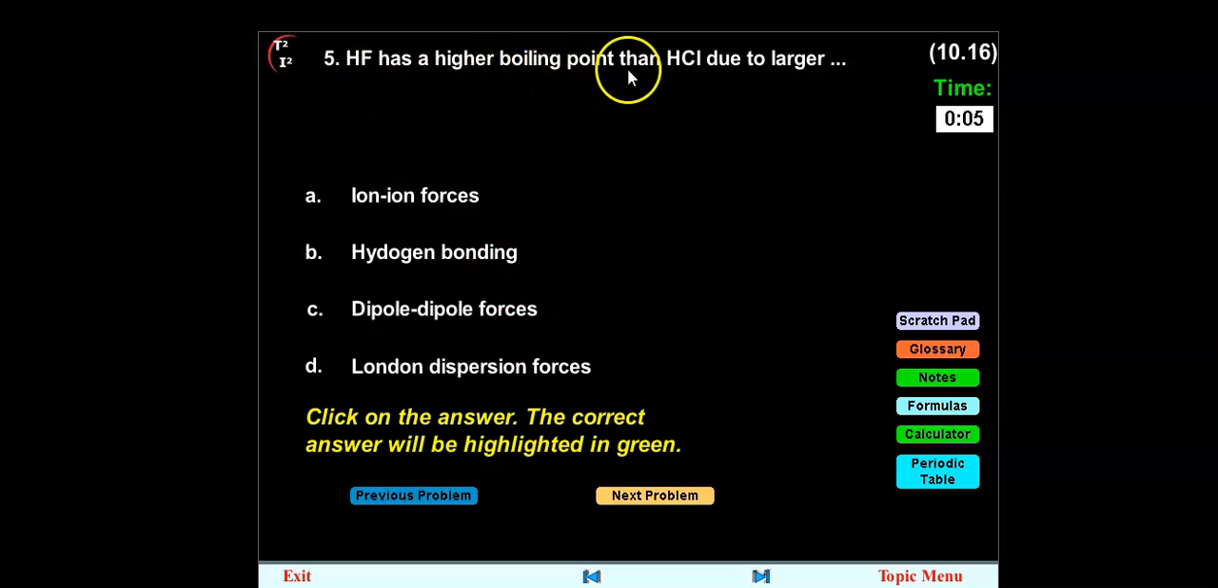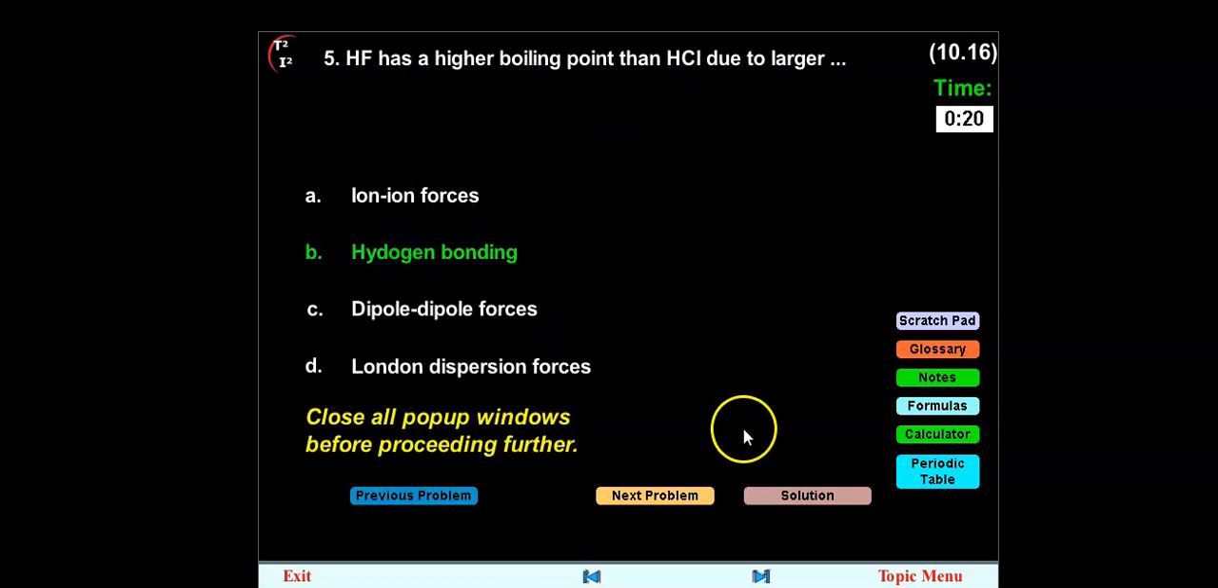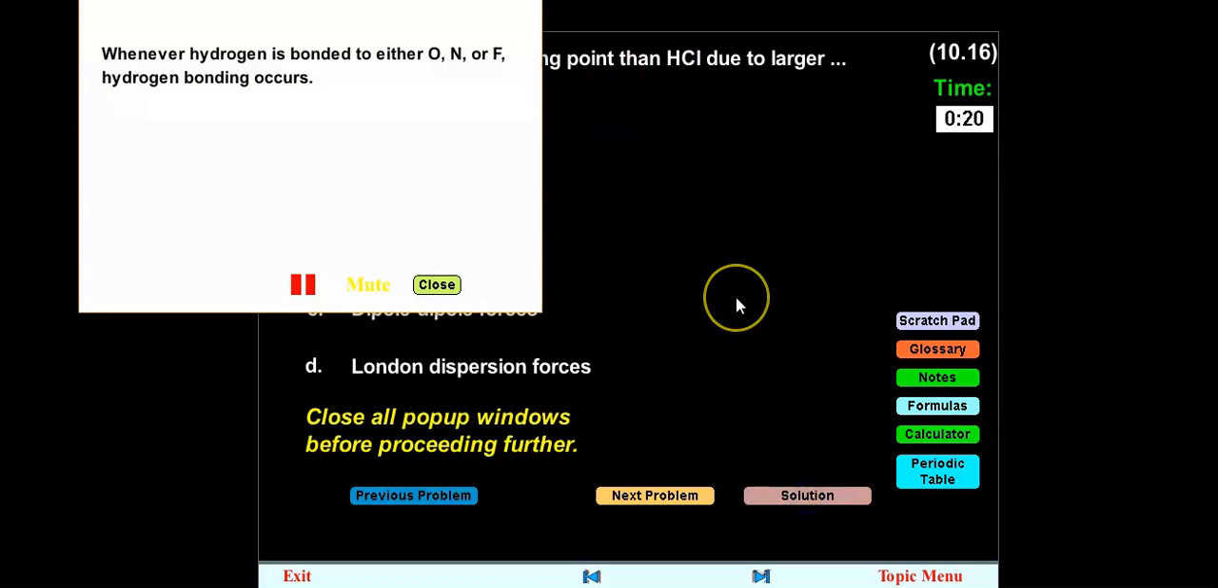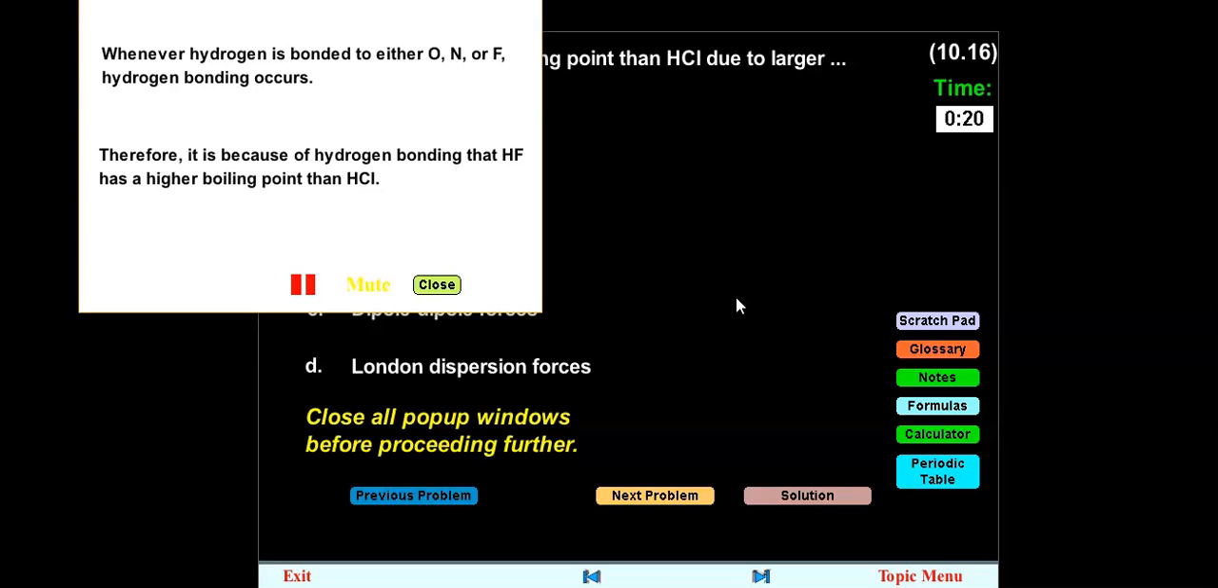HF has a higher boiling point than HCl due to larger hydrogen bonding. Remember, HF will form hydrogen bonds. HCl does not form hydrogen bonds. Whenever hydrogen is bonded to either O, N, or F, hydrogen bonding occurs. Therefore, it is because of hydrogen bonding that HF has a higher boiling point than HCl.